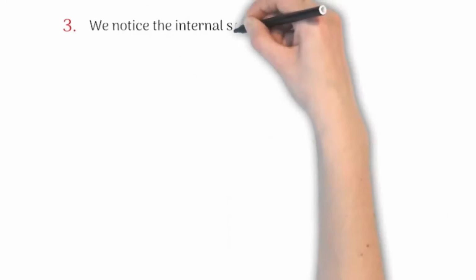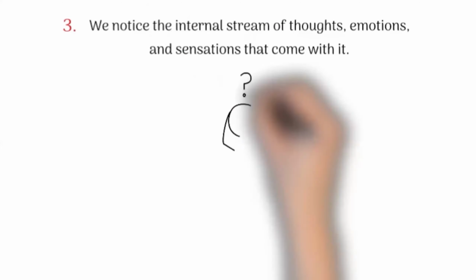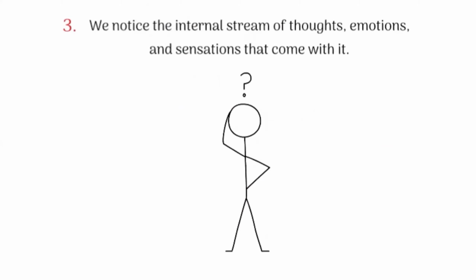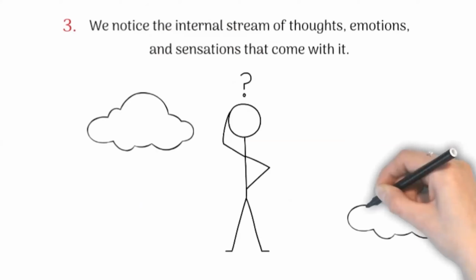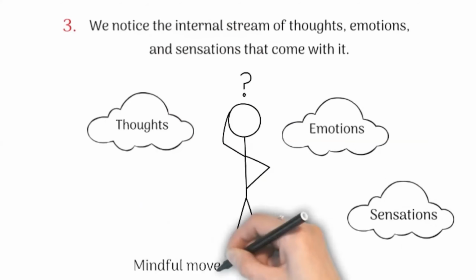Here's the third reason. In mindful yoga, as we start paying attention to our field of sensations, just like in a sitting practice, we notice the stream of thoughts and emotions that come with it. What do we do with them? How do we relate to them? In our practices, we realize that our internal landscape includes the full spectrum of thoughts, sensations, and emotions, and mindful movement is no different.